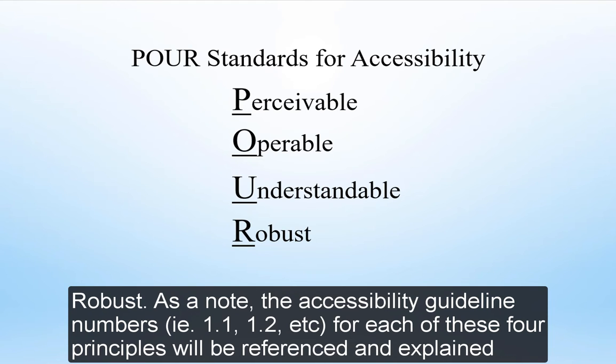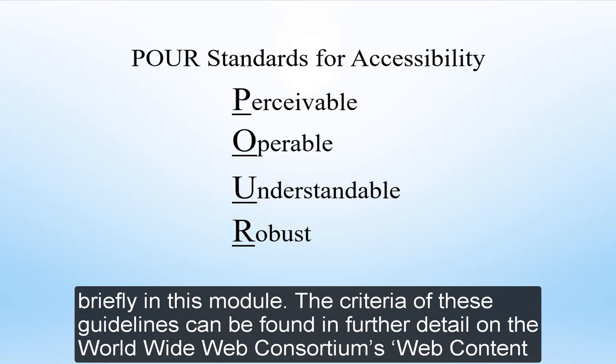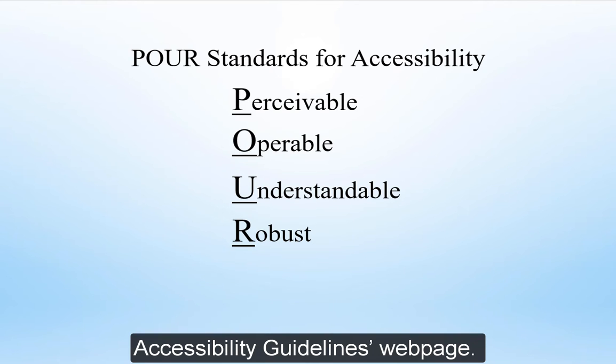As a note, the accessibility guideline numbers, i.e. 1.1, 1.2, etc., for each of these 4 principles will be referenced and explained briefly in this module. The criteria of these guidelines can be found in further detail on the World Wide Web Consortium's Web Content Accessibility Guidelines webpage.